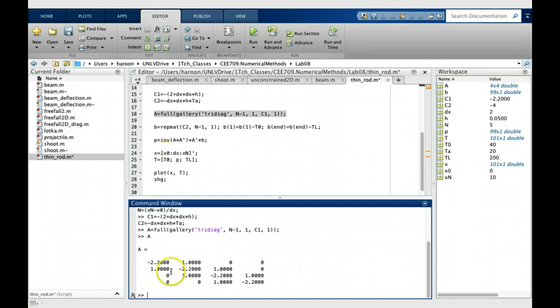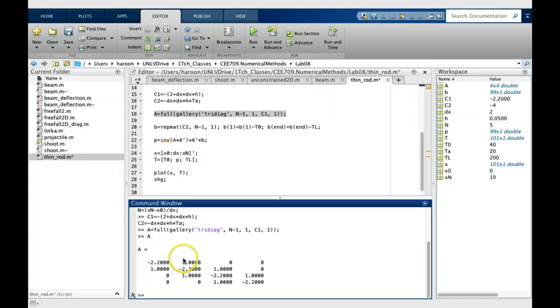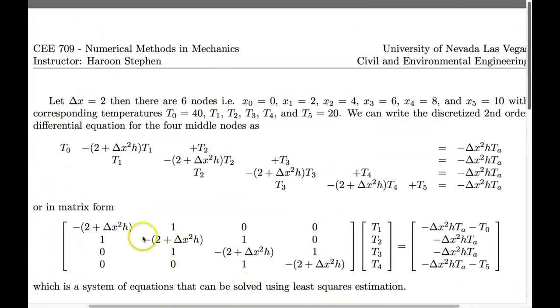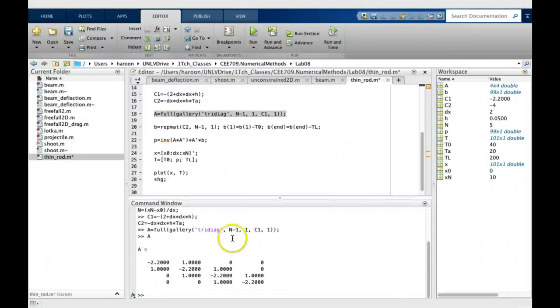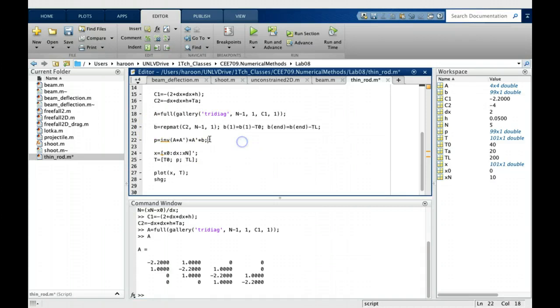Now if you print A, this is the matrix A. We just computed it. Its off diagonal values are 1, and the diagonal values are computed using 2 plus delta x squared h. Similarly, we can calculate the B matrix, and here I'm using a command called repmat, which means I'm replicating the value of C2 over an n minus 1 by 1 matrix.